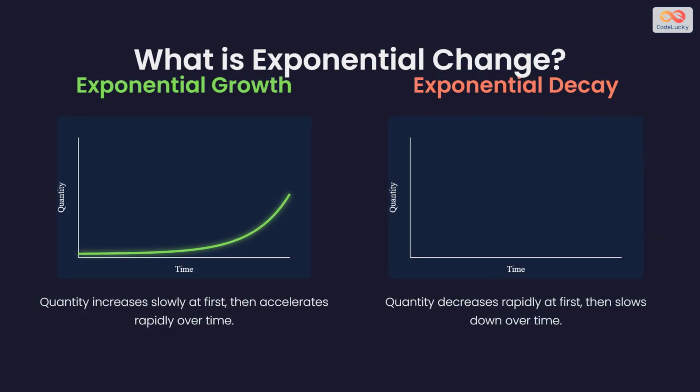So, what does exponential change actually look like? On the left, we have exponential growth. A quantity starts small and its growth is slow, but then it picks up speed and shoots upwards dramatically. On the right is exponential decay. Here, a quantity starts large and decreases very quickly at first, but then the rate of decay slows down over time.